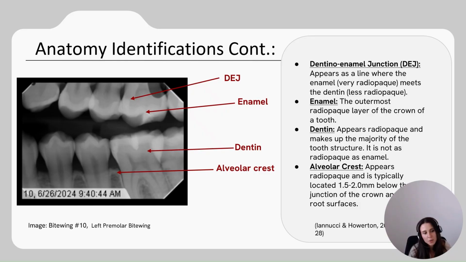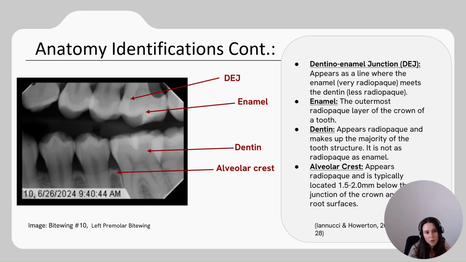This next X-ray image is the bite wing of number 10, which is the left premolar bite wing. Following the arrows, starting with the DEJ, the dentin-enamel junction, it appears as a line where the enamel, which is very radiopaque, meets the dentin, which is less radiopaque. Next is the enamel, right underneath it, the outermost radiopaque layer of the crown of a tooth, and then the dentin, which appears radiopaque and makes up the majority of the tooth structure. It is not as radiopaque as the enamel.